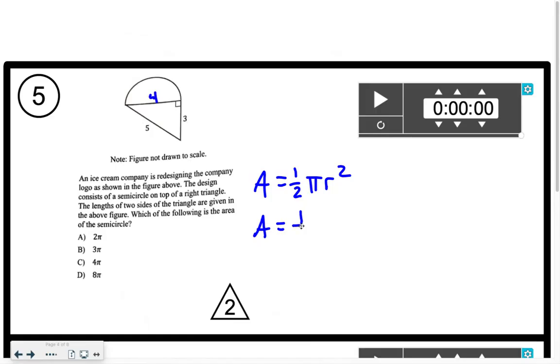So I get area equals 1/2 pi. Well, the radius, well, if this whole thing is 4, the side length of the triangle is 4. That's the diameter of the semicircle. So the radius is going to be 2. And if I just figure this out, 4 times a half is 2 pi. So the area of the semicircle is simply just 2 pi.